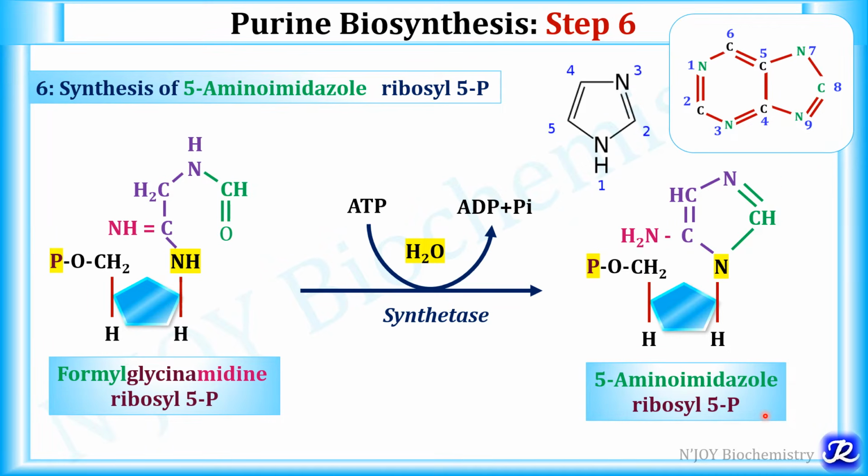So this is step number 6, where this is the structure of the imidazole ring, and the purine ring has one imidazole ring, and that's why the product formed is amino imidazole ribosyl 5-phosphate. So in step 6 of purine biosynthesis, there is formation of this imidazole ring.